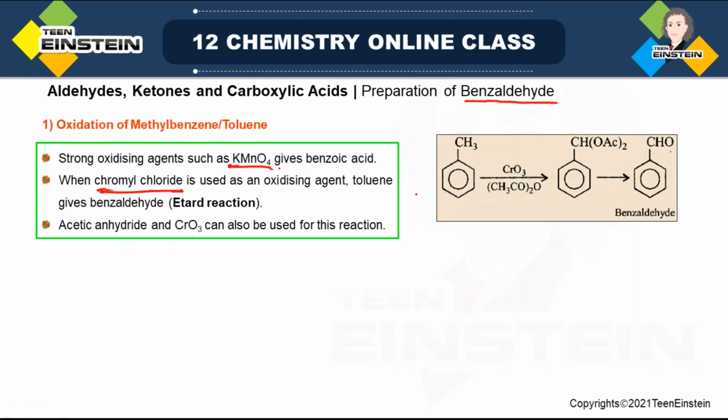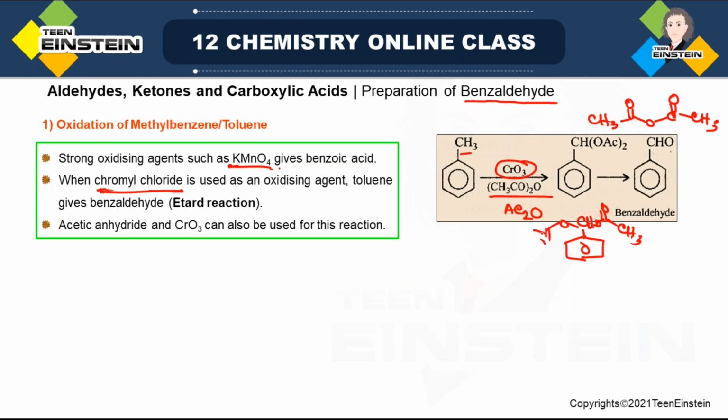So acetic anhydride is this molecule. In short, it is also written as Ac2O. It is CH3, C double bond O, then O, C double bond O, CH3. And this is the actual oxidizing agent. So first what happens, the CH3 is converted to CH(OAc)2. That means the benzene ring has a CH with two OAc groups, because Ac is COCH3. So when I am saying OAc, it is OCOCH3. So first there will be formation of this type of intermediate, and finally it will be converted to benzaldehyde.